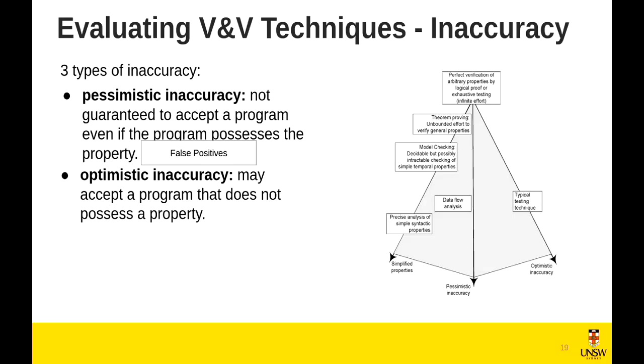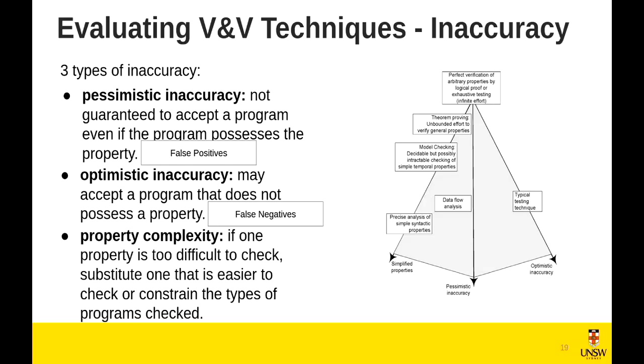And the second type of inaccuracy is called optimistic inaccuracy. This is to say that the technique may accept a program that does not possess a desired property. Because it is optimistic, it could have false negatives, which means that a buggy piece of code could pass through this checker, this type of verification and validation technique.